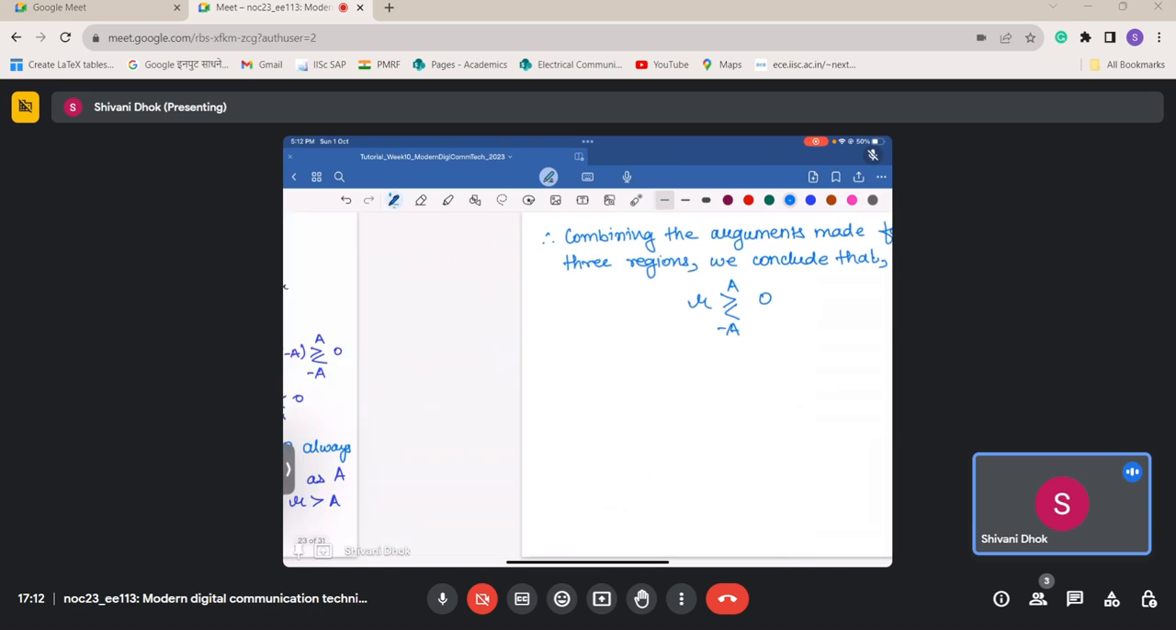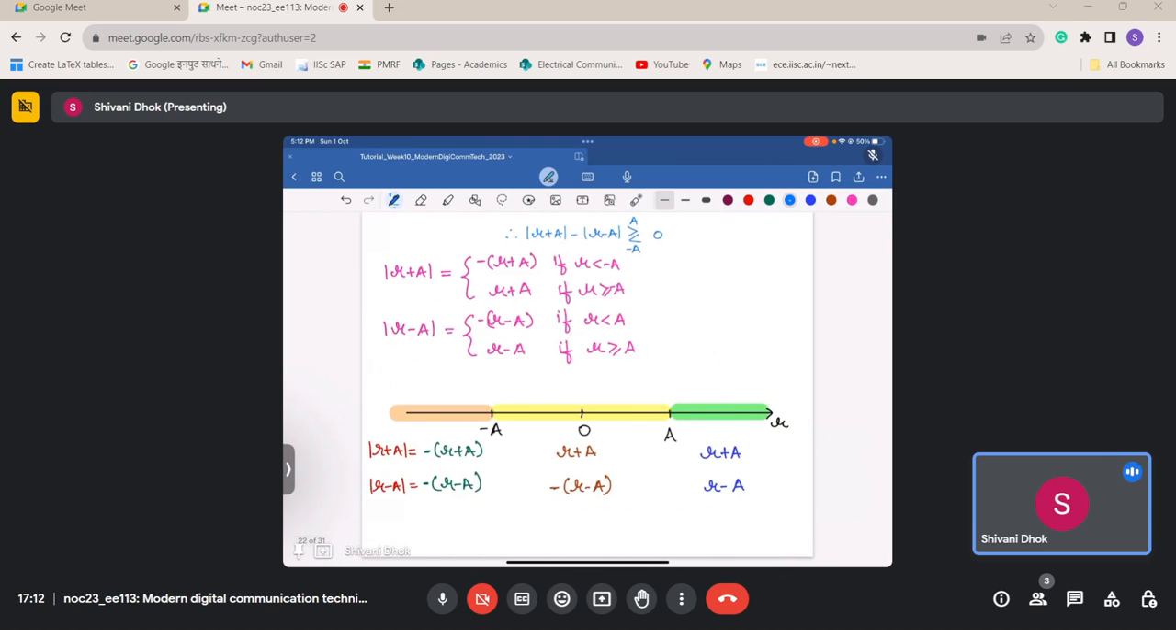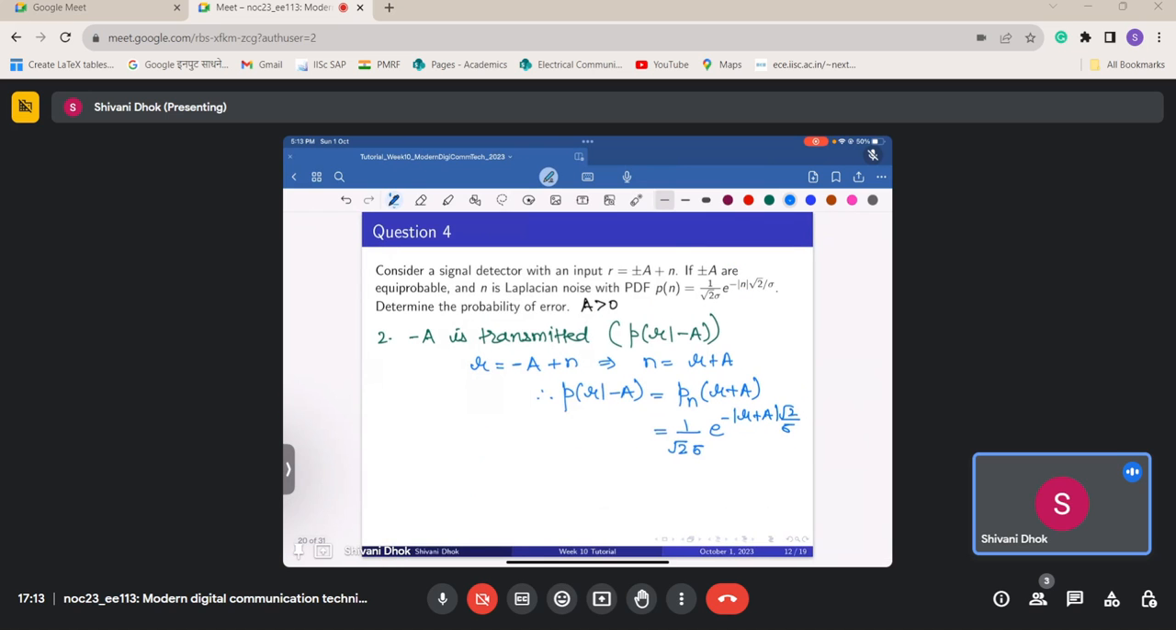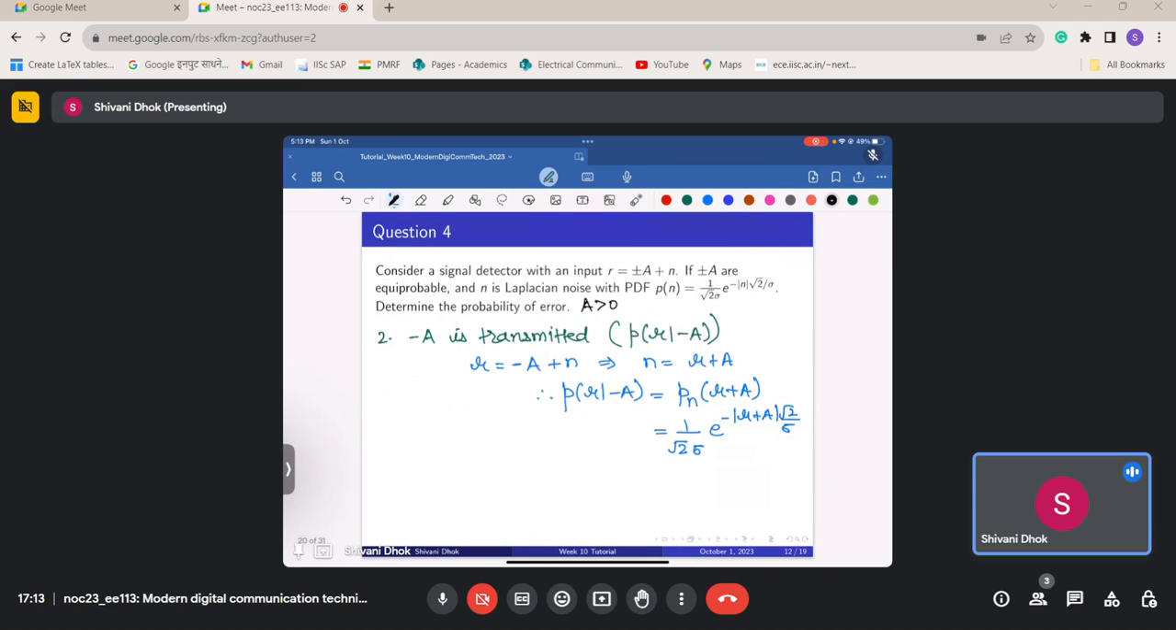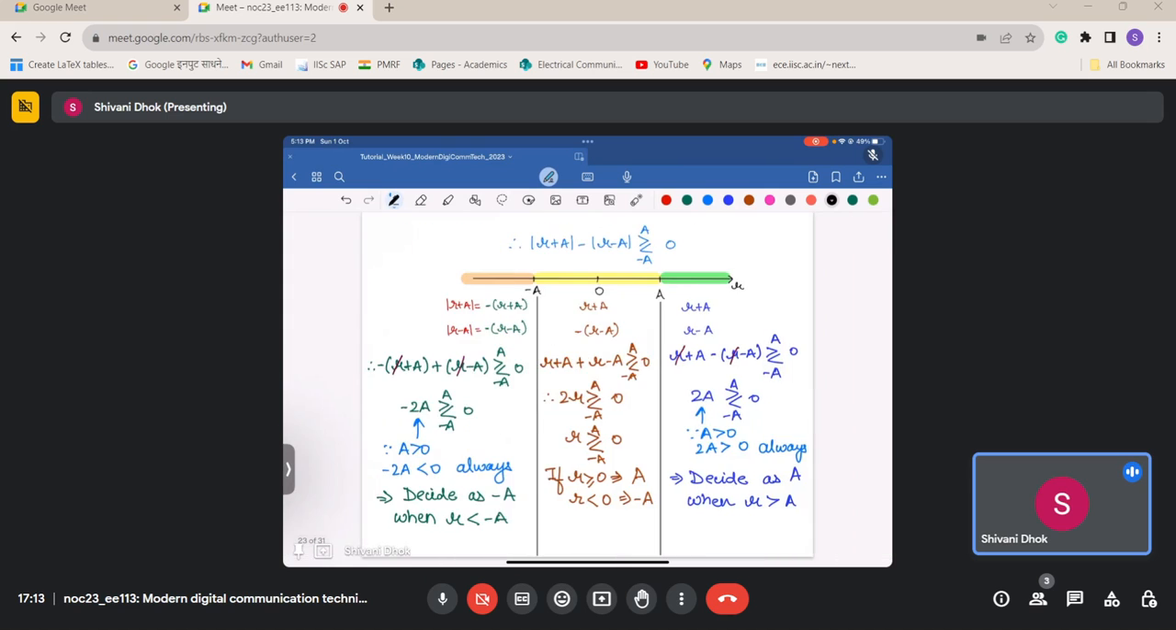Now let us visualize what is happening with the help of the PDF. Now one should note that the Laplacian PDF looks something like this. So this is the Laplacian PDF. Now this PDF is shifted to plus a and minus a for the respective cases. So let us try to understand what is happening.